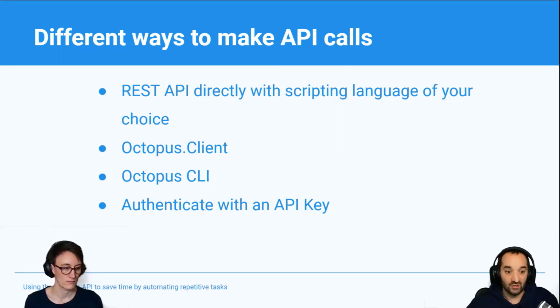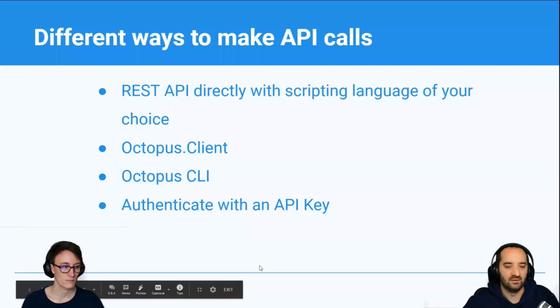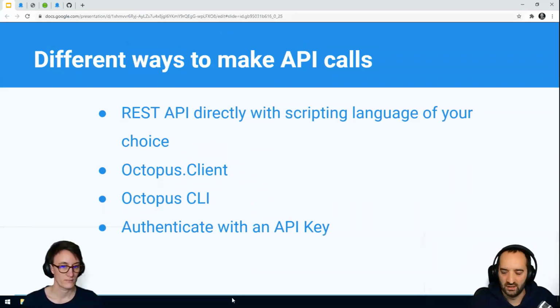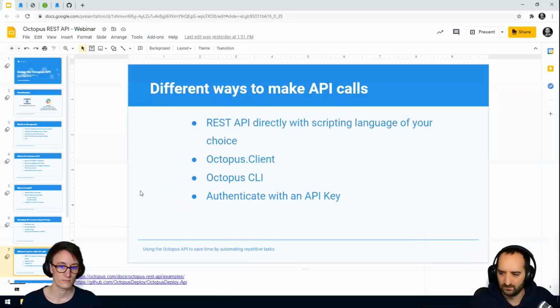In each of these methods that I've just talked about, the recommended way to authenticate with the API is using an API key, just like Leanne discussed. So let's see what that looks like when we make calls to the API. If you remember from earlier, we created an environment just in the web portal.